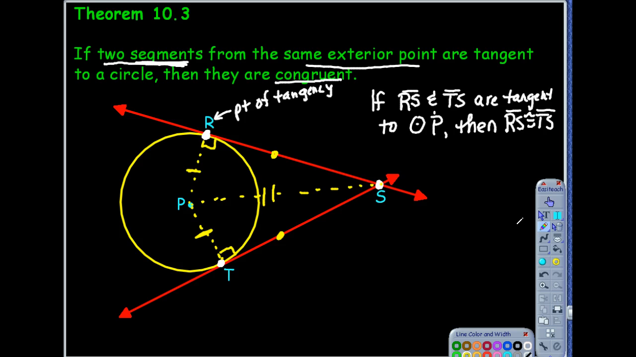Isn't it awesome how all these things tie together? All connected. I know, it's so crazy. This was going back to chapter 4. I mean, so long ago.